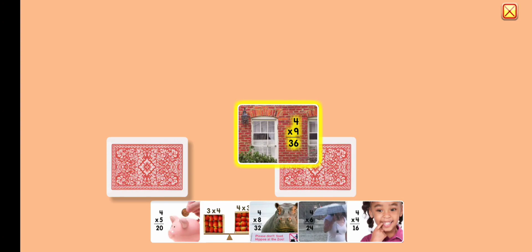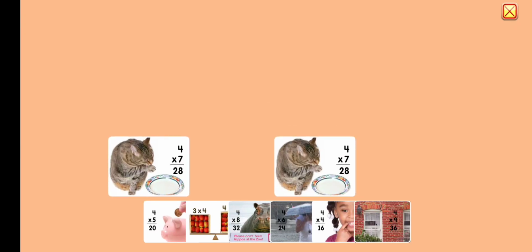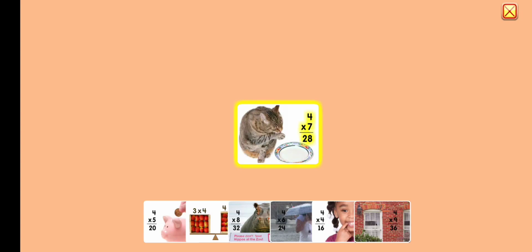Four times nine is 36. This is a house made of bricks. Four times seven is 28. Don't forget to clean your plate.